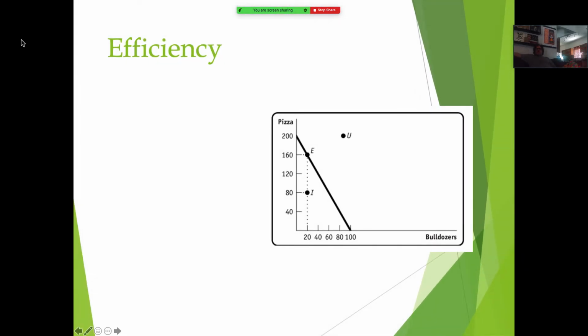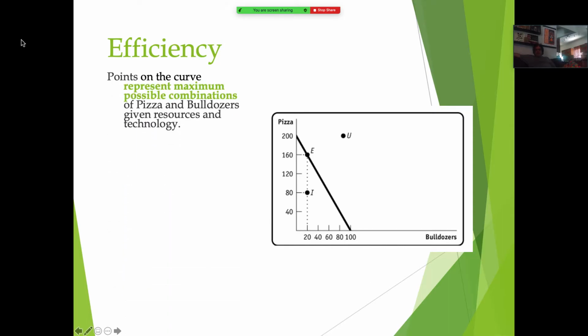So let's look at the things that the production possibility curve tells us. You see 3 points there, and we'll talk about those. So points on the curve. Any point on the curve represents efficient use of resources. The economy is working to its potential. So if they're operating on the curve, they're using their resources in the best way possible.